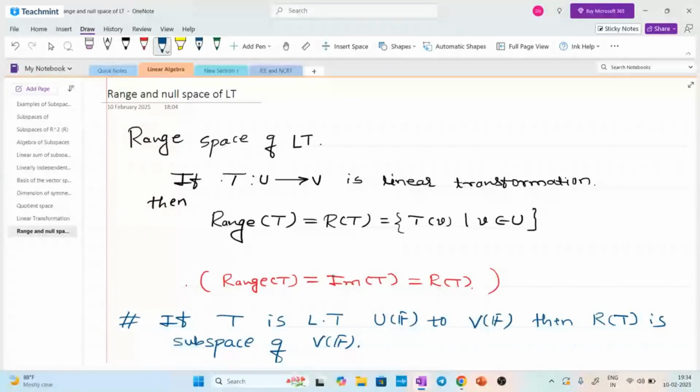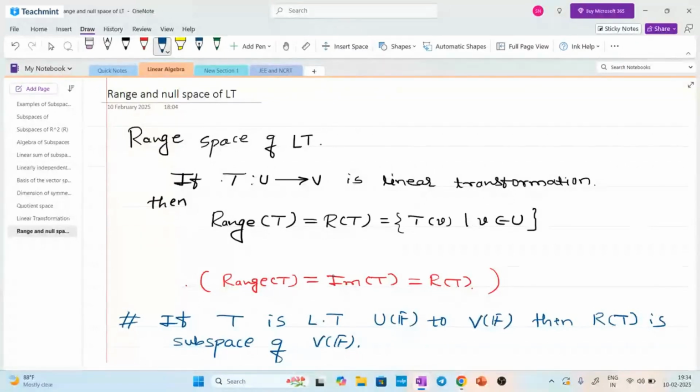How do we define it? The set of all images of T, that collection is called the range of T, same as the range of the function. The way you define the range of a function, in the same way we are defining the range of the linear transformation here. Okay, it is R of T or range of T or image of T. It is sometimes also called the image of T. It is defined as the set of all images of T.